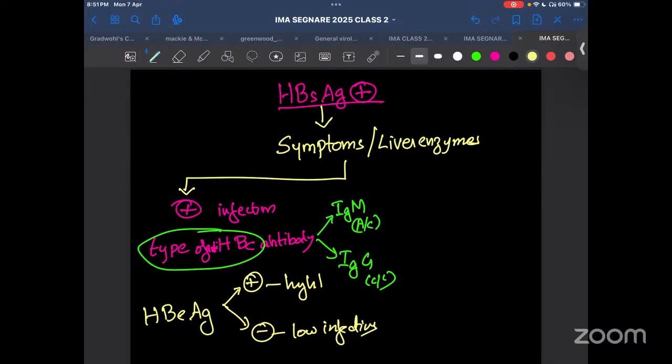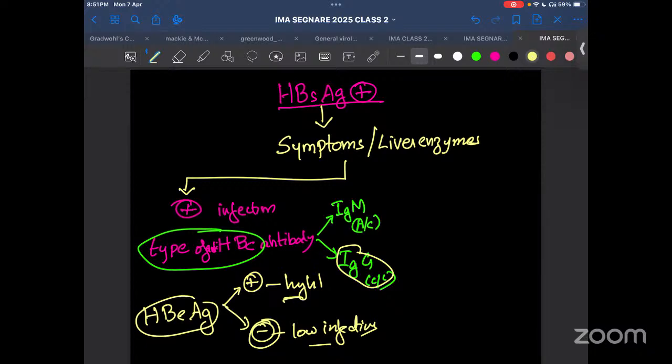So HBsAg is positive, symptoms are present, liver enzymes are elevated, infection. Now IgM anti-HBc, that is acute infection. Now IgG anti-HBc, that is chronic infection. Now IgM anti-HBc with HBeAg present, that is acute infection with high infectivity. Now IgG anti-HBc with HBeAg negative, that is chronic infection with low infectivity. If HBeAg is positive, that is chronic infection with high infectivity. Okay, that is clear. That is how we diagnose.